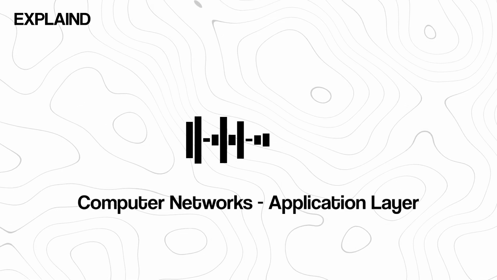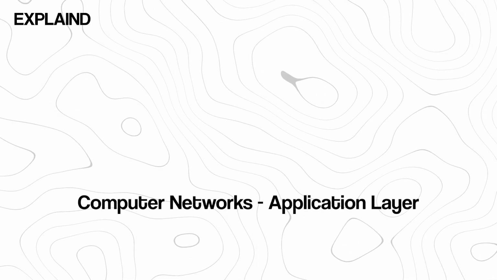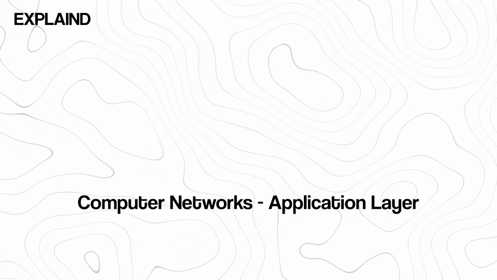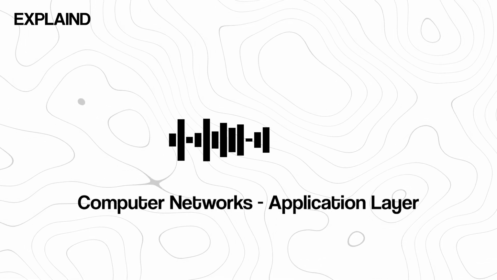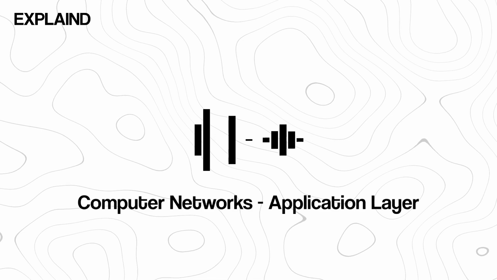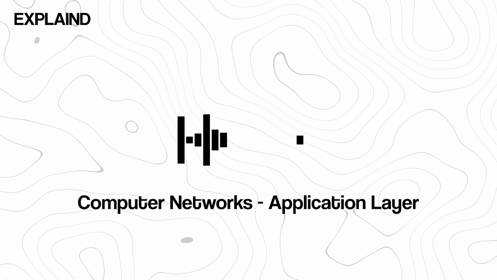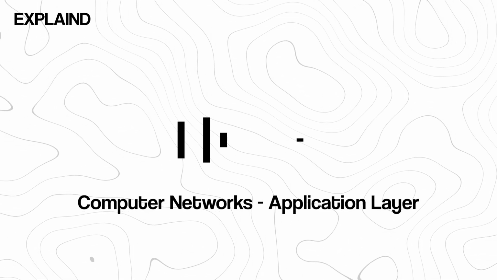Asymmetric encryption is a bit more complex, but also more versatile. It uses a pair of keys, a public key and a private key. The public key can be shared with anyone, while the private key must be kept secret. Data encrypted with the public key can only be decrypted with the corresponding private key, and vice versa.